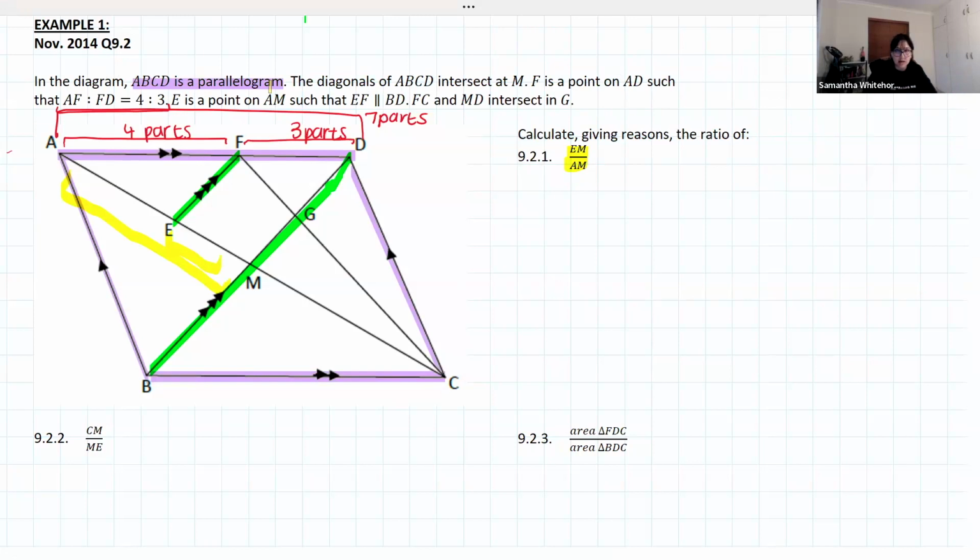So we now just need to think carefully. This is now where you go back to the information you were given and you have a look and you see what information were you given that's going to help you.